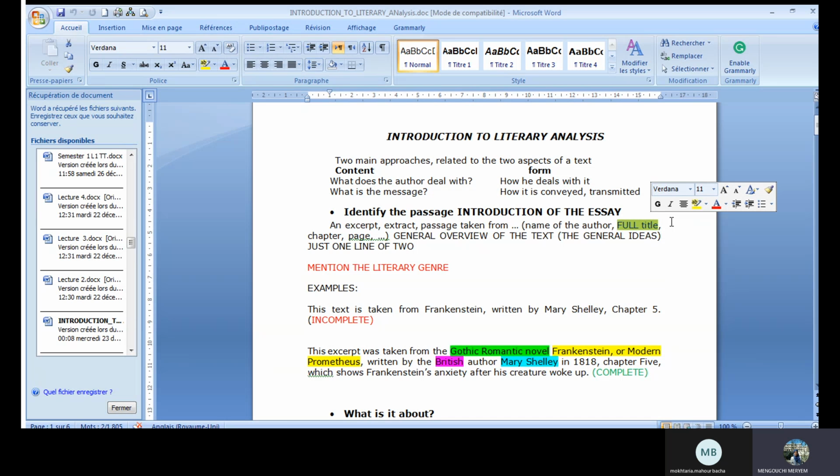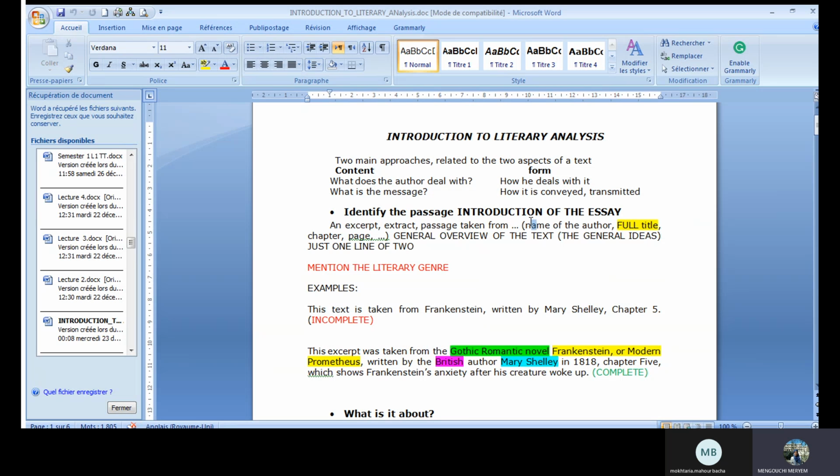Okay? Same thing when we're speaking about the novel Frankenstein. The version of the novel that we're dealing with in class is entitled Frankenstein or Modern Prometheus. Same thing happens here. If you're just going to say the text is taken from Frankenstein and stop there, that is written by Mary Shelley, the answer here is incomplete. Why? You did not provide the full title of the novel. Why is the full title of the novel highlighted here? It's Frankenstein or Modern Prometheus. So first thing you have to bear in mind is that you must provide the full title of the novel.